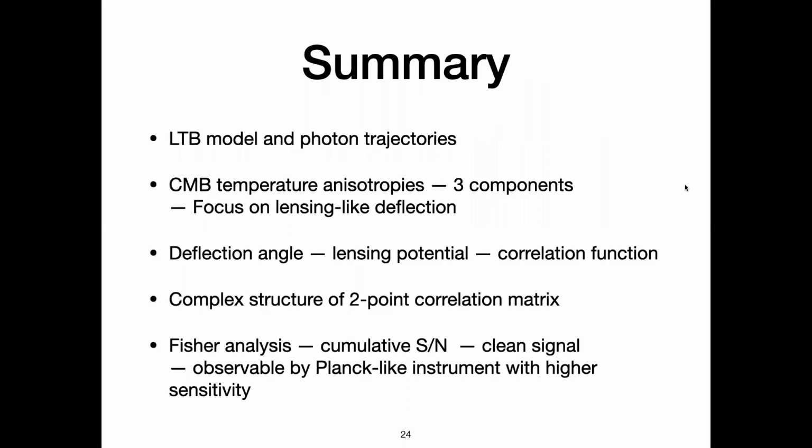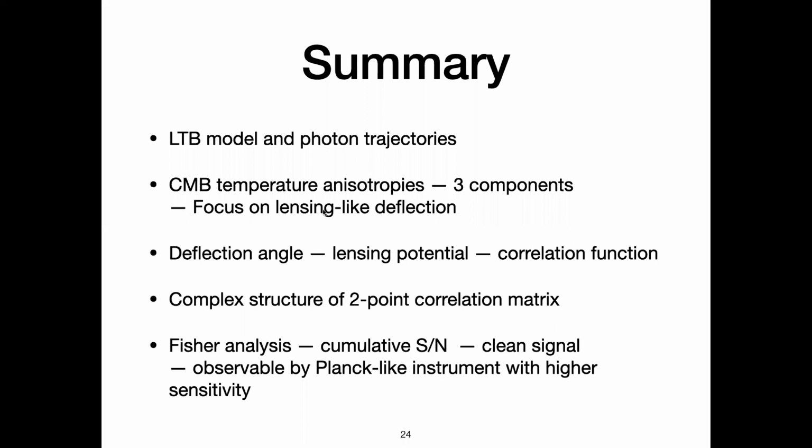So we saw how the LTB model is designed and constructed, and also how we can calculate the photon trajectories in this model, the CMB photon trajectories. Then, considering the temperature anisotropies that exist in the cosmic microwave background, there are three components, and we focused for most of the talk on the lensing-like deflection, which is a second order contribution to this temperature anisotropy.